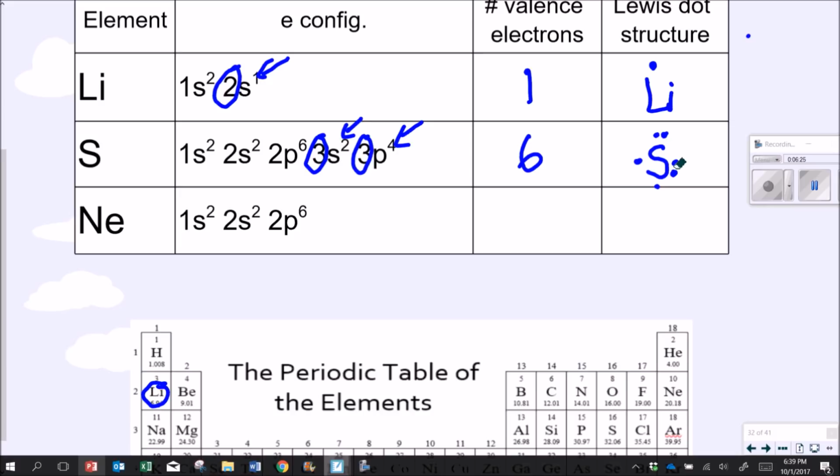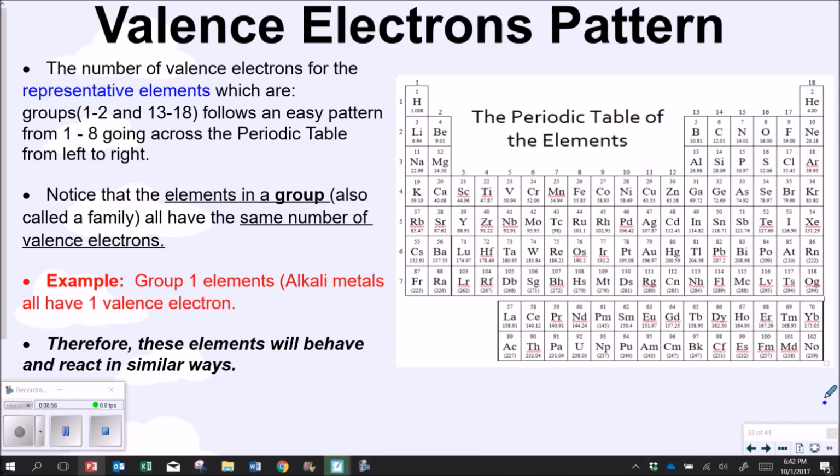Finally, we have neon. For the number of valence electrons, again in the highest energy level, so energy level number 2 for neon. We have 2 electrons here in 2s2, 6 electrons in 2p6, so a total of 8 valence electrons. For the Lewis dot structure, I write the symbol for neon, and I start putting my dots around neon. Again, I go singly, so 1, 2, 3, 4, and then I can double up. 5, 6, 7, 8.